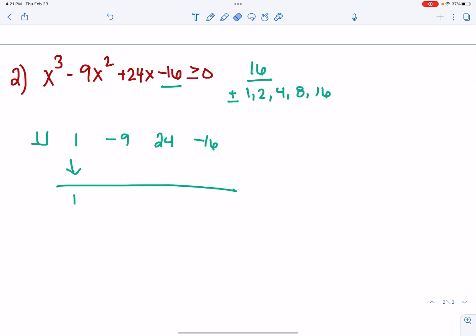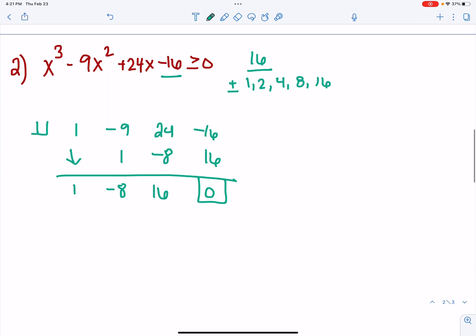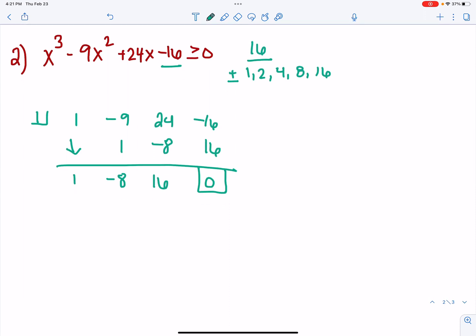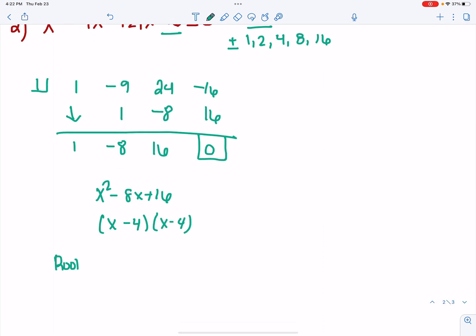Oh, lucky guess for me, 1 works, so I know 1 is a factor, or 1 is a root. My quotient is x squared minus 8x plus 16, which is my leftover, or x minus 4, x minus 4. So my roots are 1 and 4 with a multiplicity of 2.